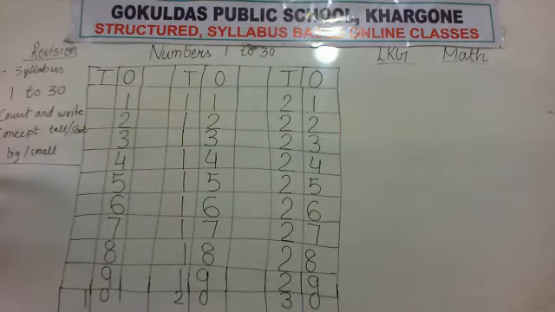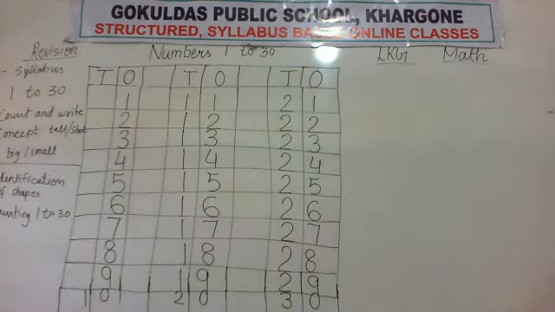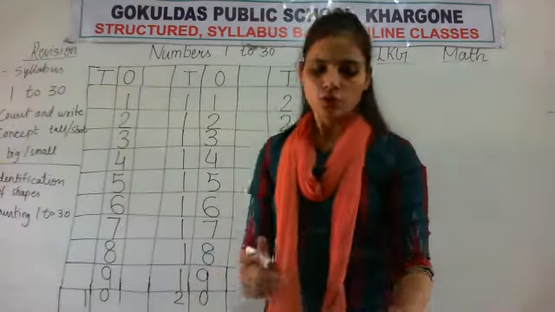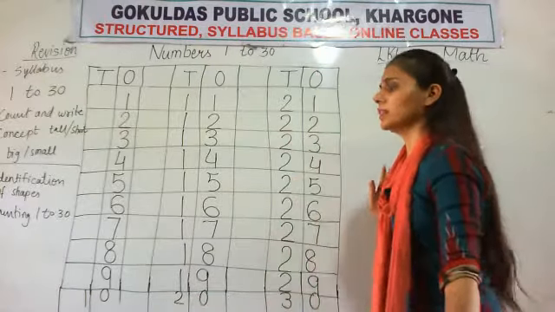And in oral, identification of shape, and counting. Counting like 1 to 30. Okay, so this is your syllabus. You know about syllabus? So on number 1, counting done.